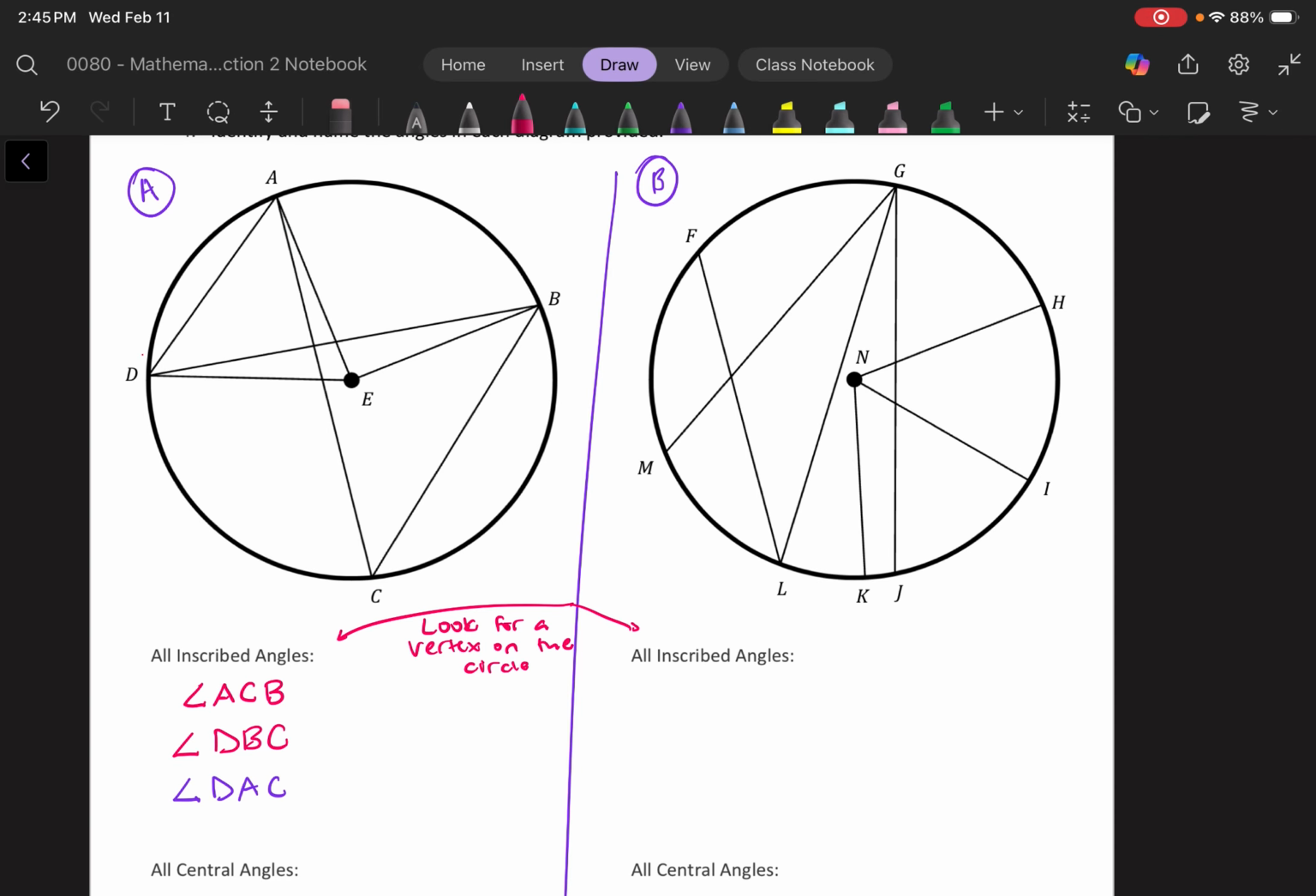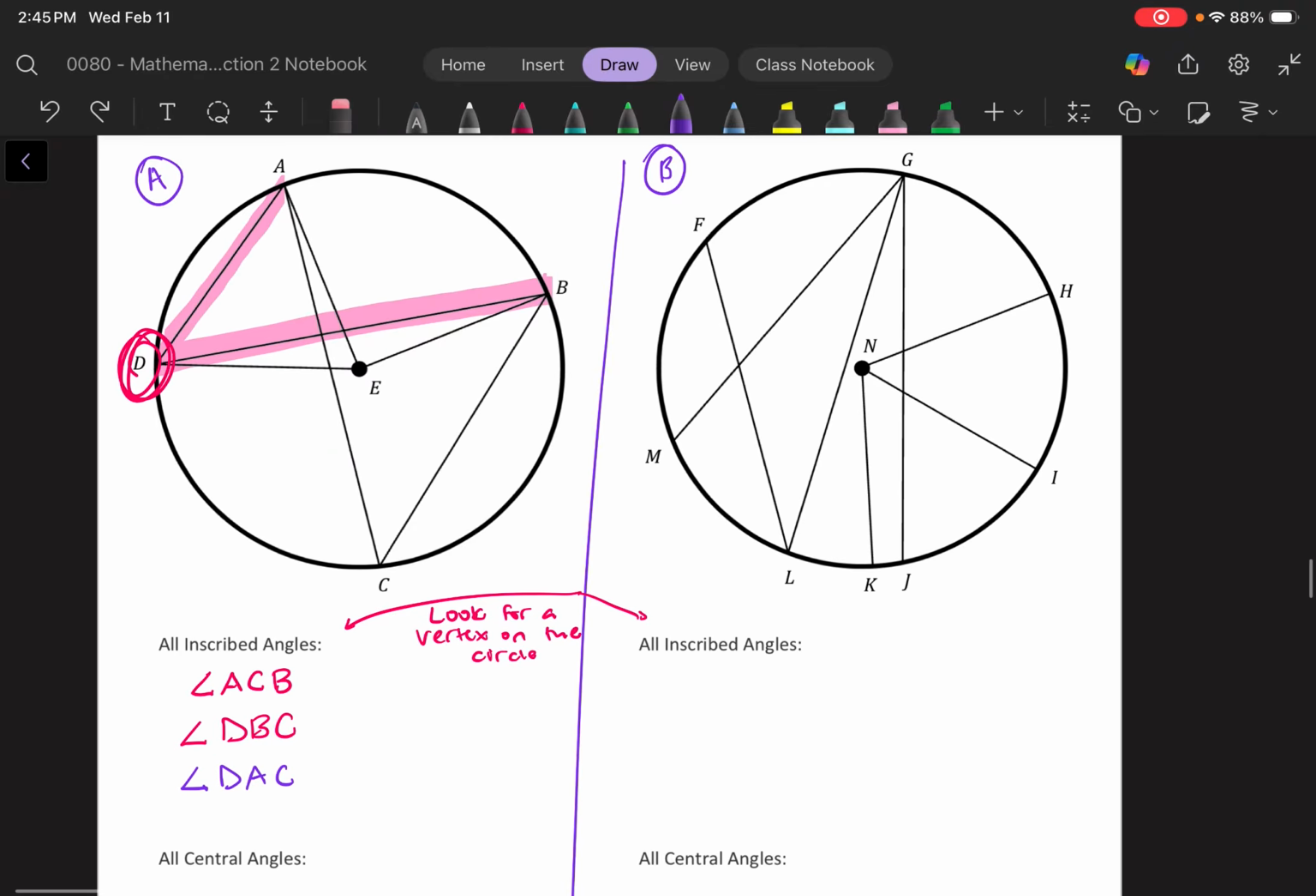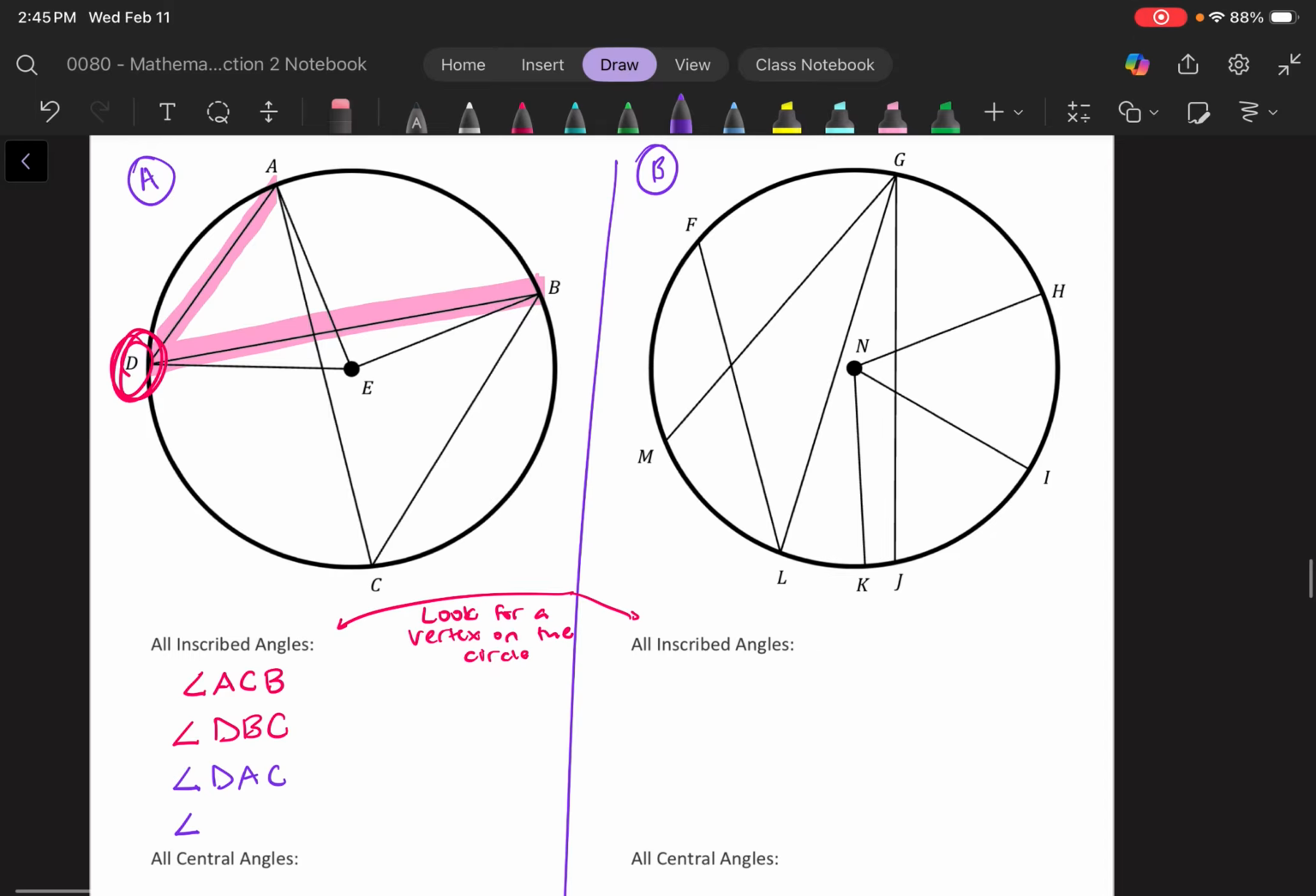Last but not least, I'm going to look at vertex D. Let's see if there's any chords that come out of there. So I have D to A as one chord. I have D to B as another chord. This guy is not a chord, it's a radius. It does not connect one edge of the circle to another. Which means my only option here is this pink angle that I've drawn, and it is angle ADB or angle BDA.